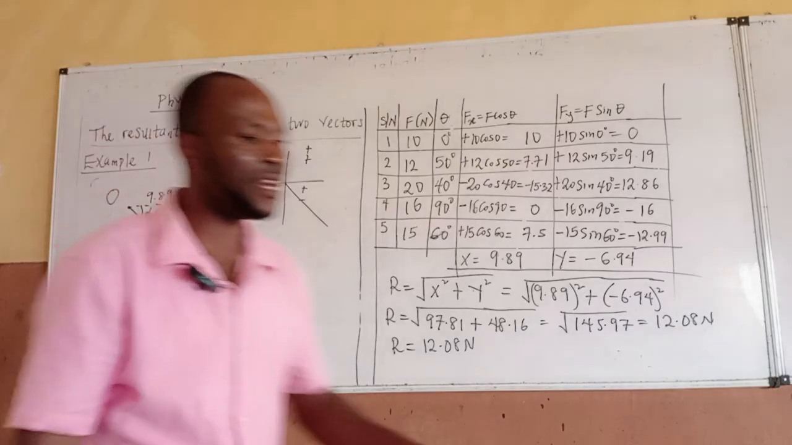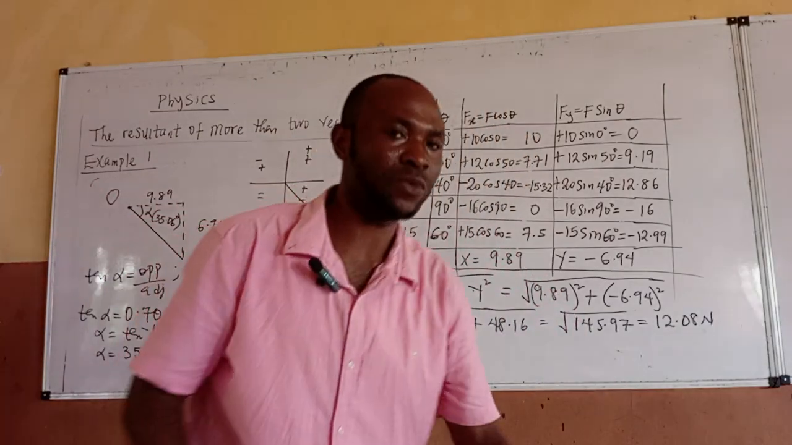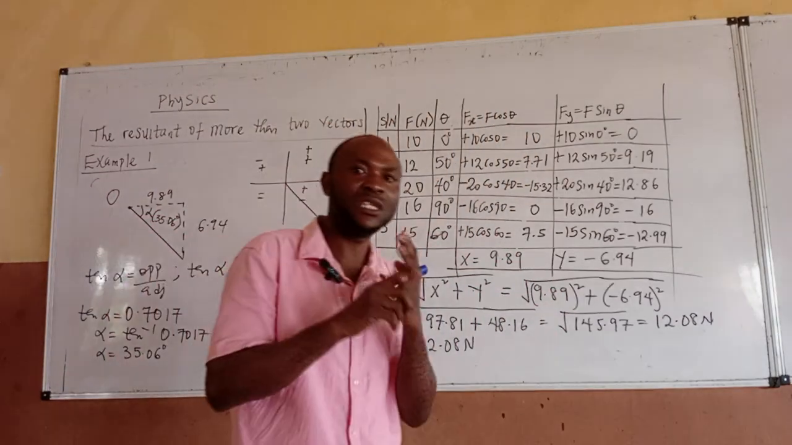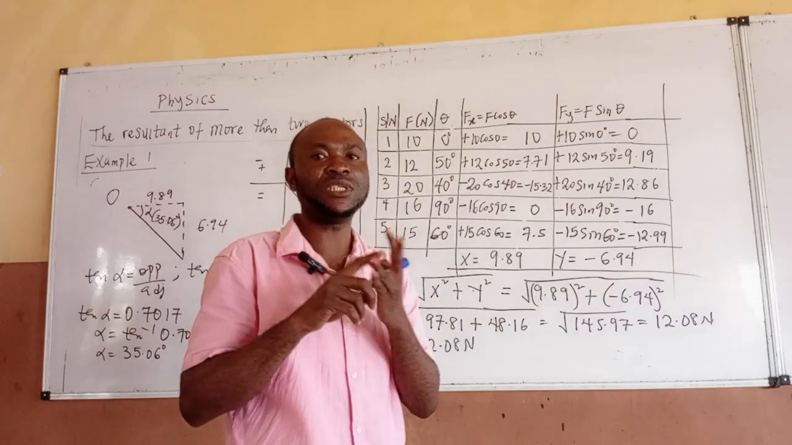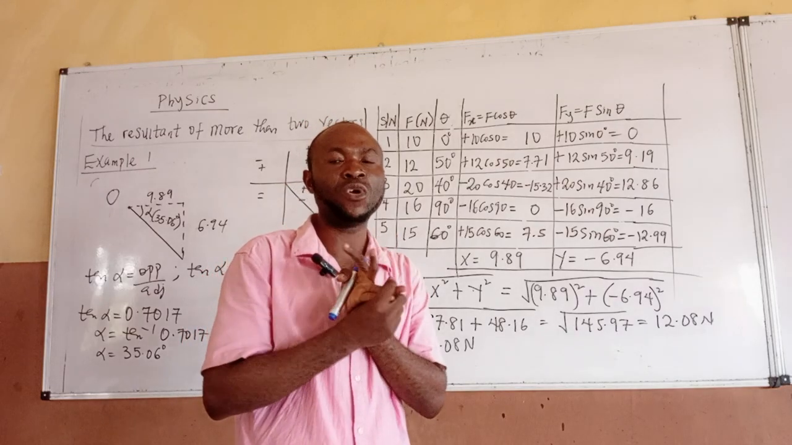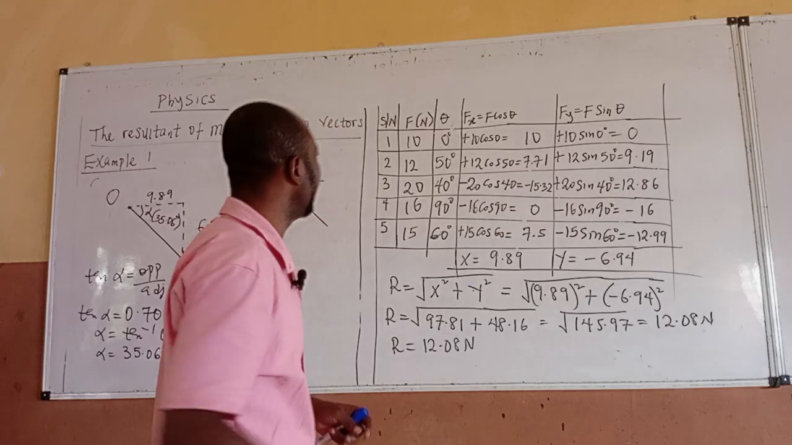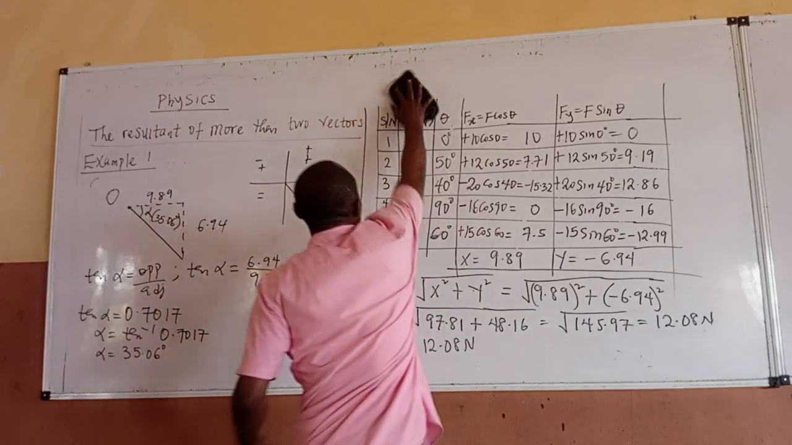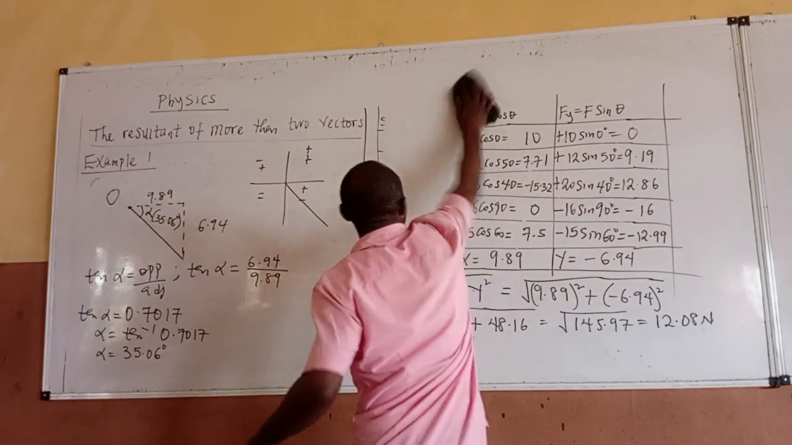But because it's direction, there are two types of direction: either the three-figure bearing direction or the acute angle bearing direction. Either you call it acute angle or you call it compass bearing direction. So now let's do that one here.